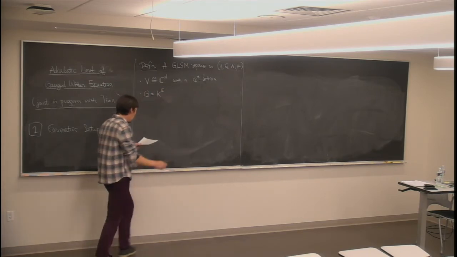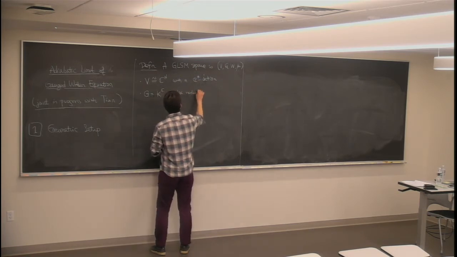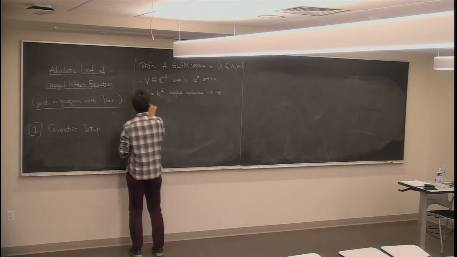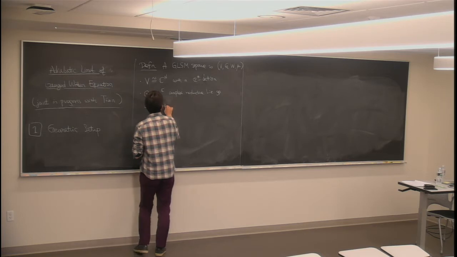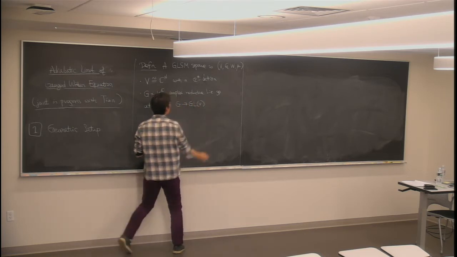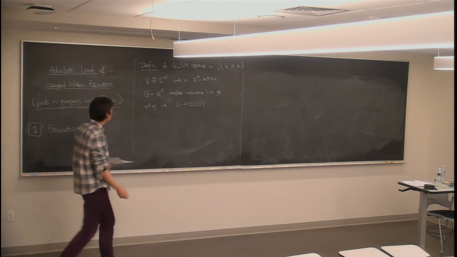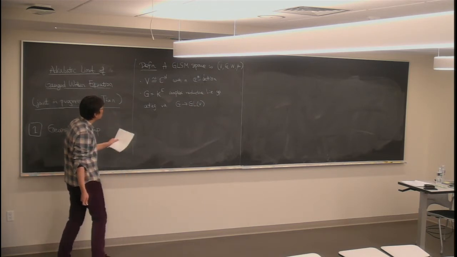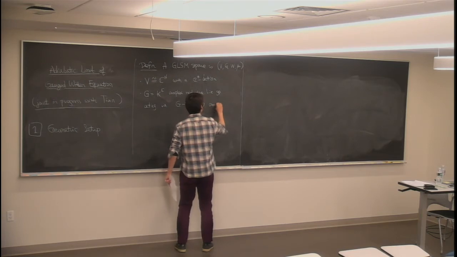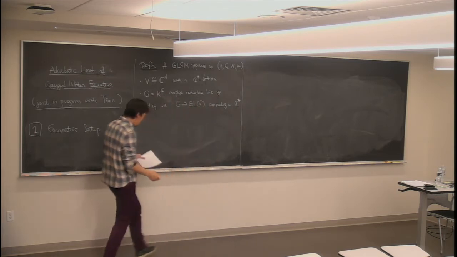And G is a complex reductive group acting via a representation on the space. K, capital K, is the maximal compact subgroup of G, and we require that this action respect the C-star symmetry, so it commutes with C-star.